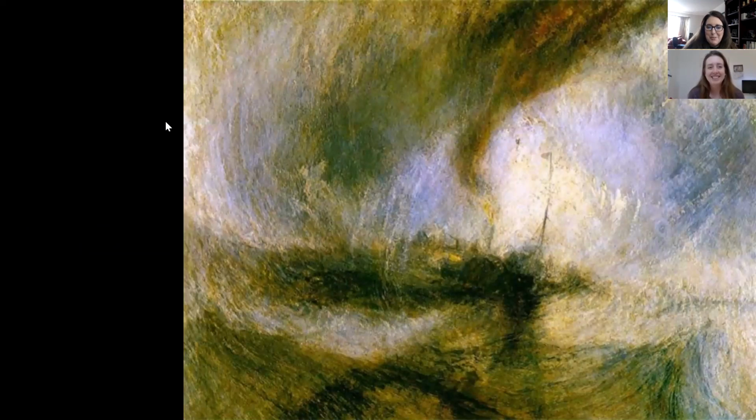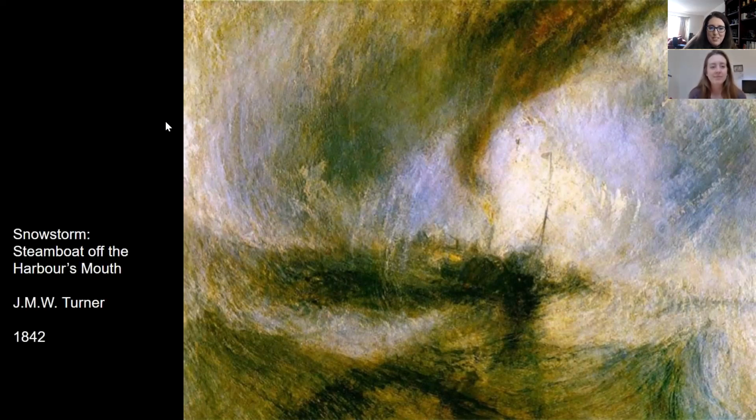Maybe the most difficult one for last, right? So again, see first if you can figure out what's happening in here. Again, pay attention to the colors and the imagery that you see, and take just a couple of minutes. We're gonna pause here and jot down your notes, see what sense you can make out of it and what your interpretation is. All right, so hopefully you paused, and here's your title. So this is Snowstorm Steamboat Off the Harbor's Mouth by J.M.W. Turner, and this is from 1842.